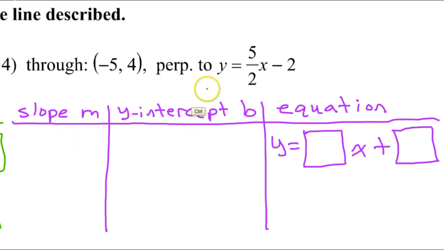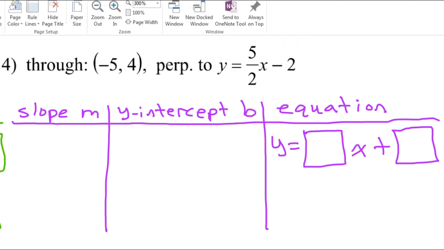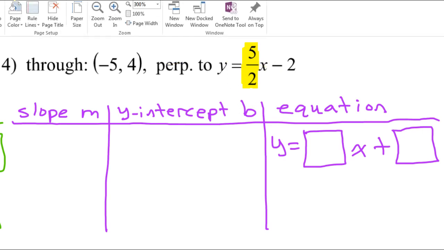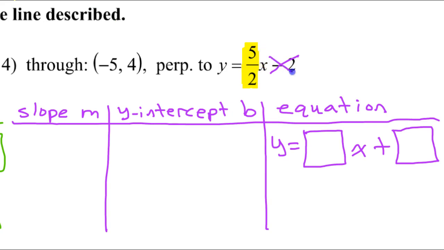First, let's find the slope. So we can get the slope from this perpendicular line. So let's start by taking note of what is the slope of this perpendicular line. All right, 5 over 2. That's the slope of the perpendicular line. Please understand that the negative 2 has nothing to do with this problem. So do not try to use the negative 2 for anything. So the slope of a perpendicular line is 5 over 2. So let's record that information. So I'm going to put slope perpendicular is equal to 5 over 2.